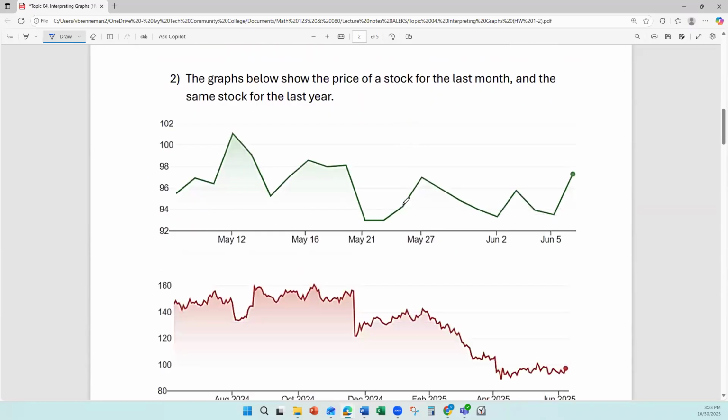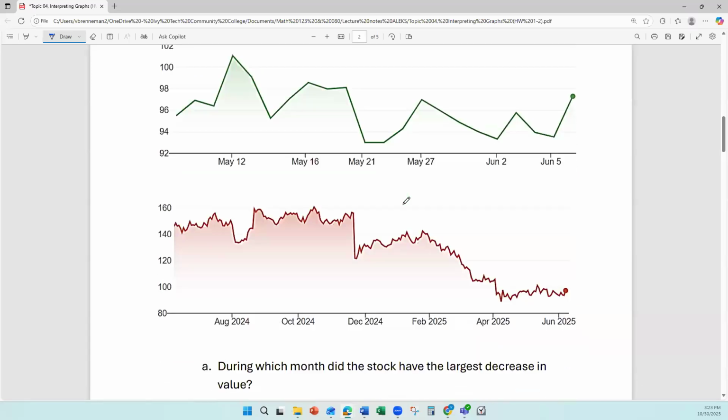Next example, we have some stock prices for the last month and for the last year. So a little bit of graph reading. These are line graphs. During which month did the stock have the largest decrease in value? If I look at each month, kind of from the beginning of the month to the end of the month, I can see there's one very large decrease. I don't think any of the others, even throughout the whole month, have that much of a decrease. And that could be interpreted as the largest all at once decrease versus the largest overall decrease.